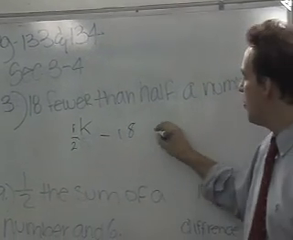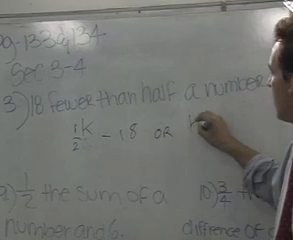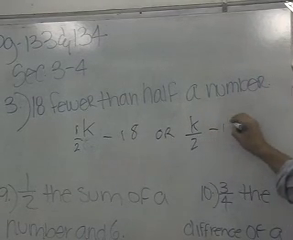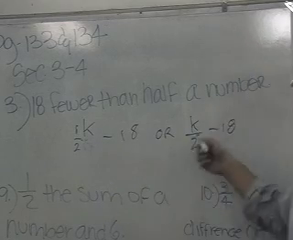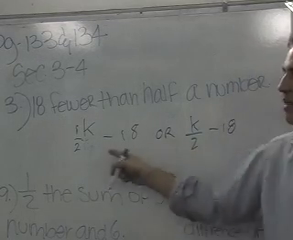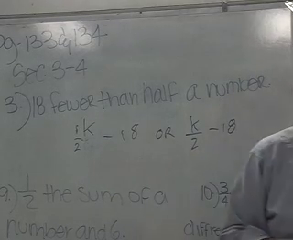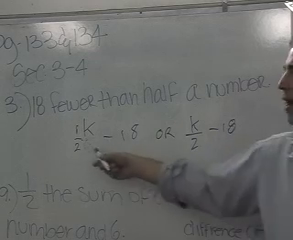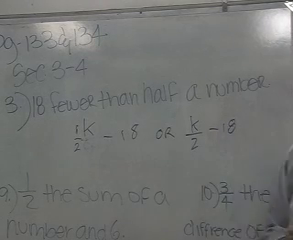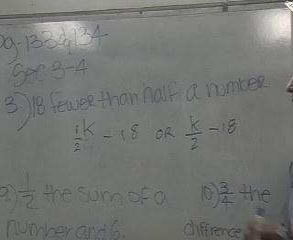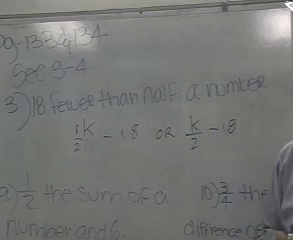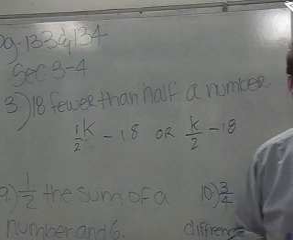Now, if you wanted to, you could write K over 2 minus 18. That's also right, because 1/2 K is the same as K over 2. Why is that? Does anybody know why those are the same? Connor? Because K times 1/2 is K over 2, because K is K over 1. Yes. We don't know what the K is.